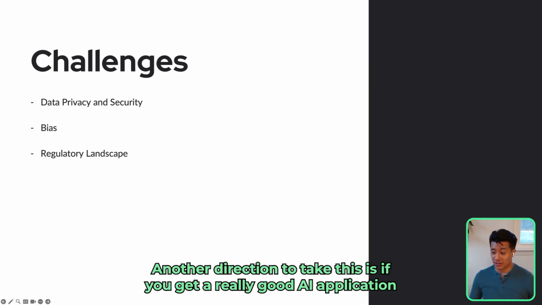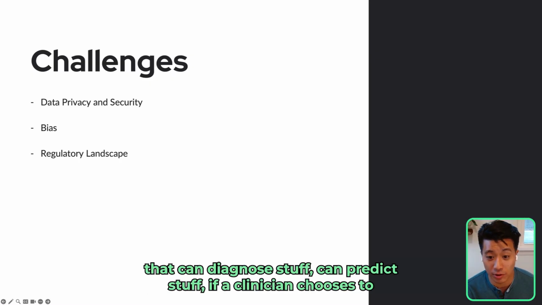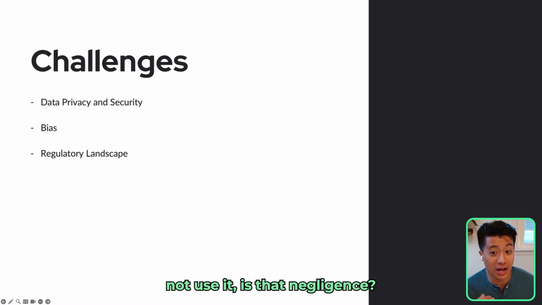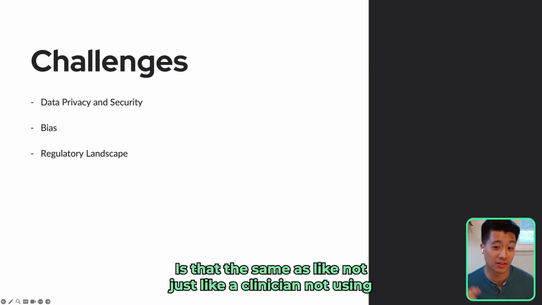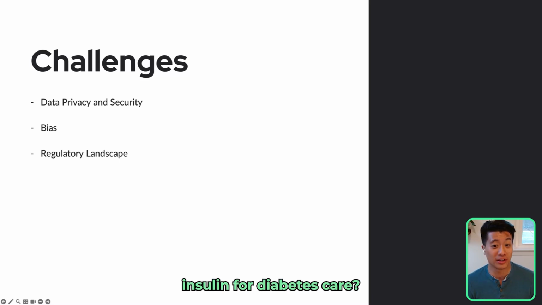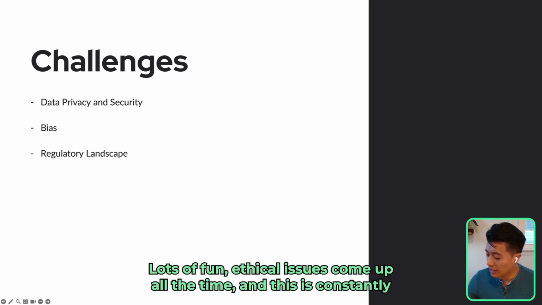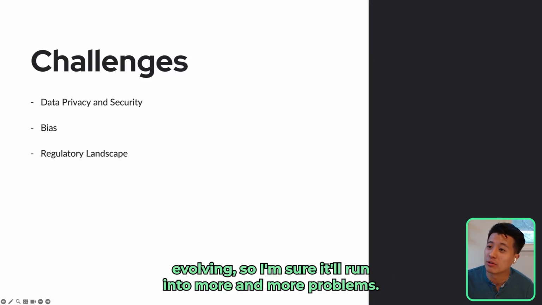Another direction to take this is if you get a really, really good AI application that can diagnose stuff, can predict stuff. If a clinician chooses to not use it, is that negligence? Is that the same as a clinician not using insulin for diabetes care? Again, something to think about. Lots of fun ethical issues come up all the time, and this is constantly evolving, so I'm sure we'll run into more and more problems.